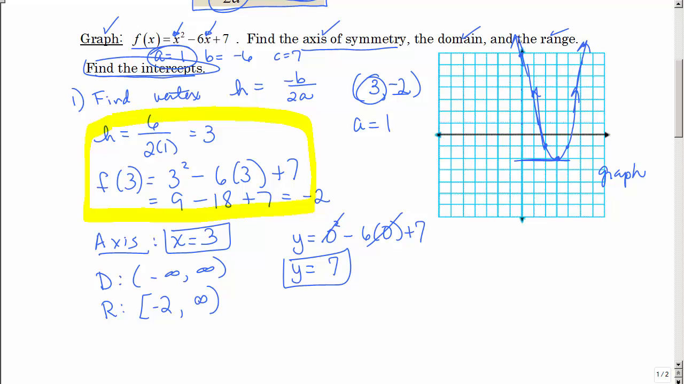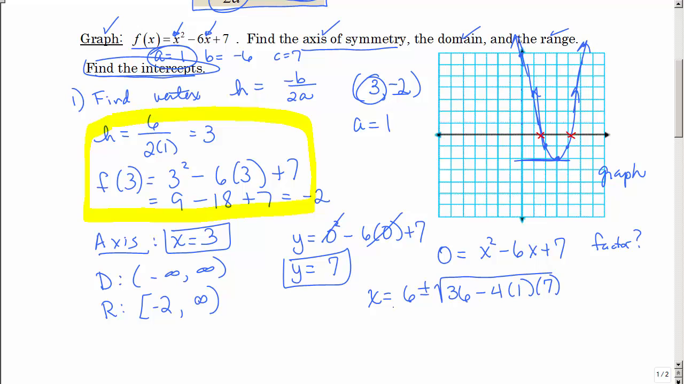Now, x-intercepts. Well, I know they're somewhere about there, but I have to do the algebra. So what's that algebra? It says let y equal 0. Can you factor this? Unfortunately, no. So if you can't factor it, you have to use that quadratic formula. x equals negative b plus or minus the square root of b squared minus 4ac, all over 2a.